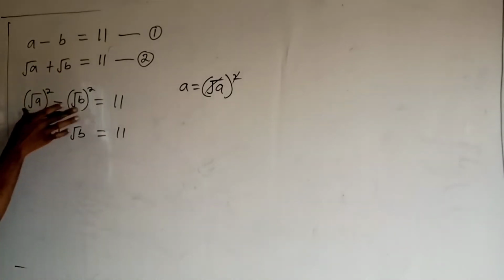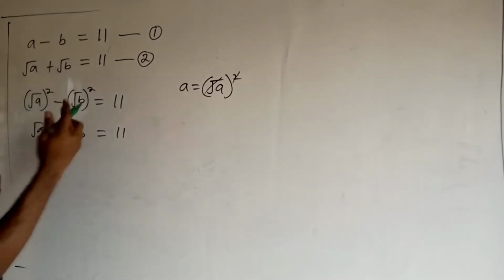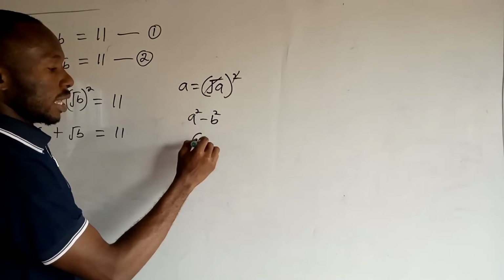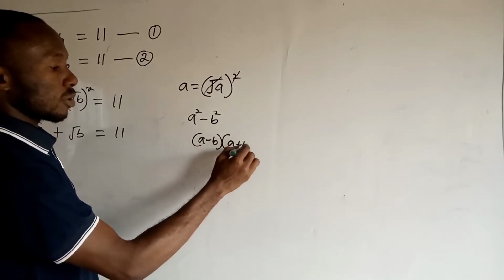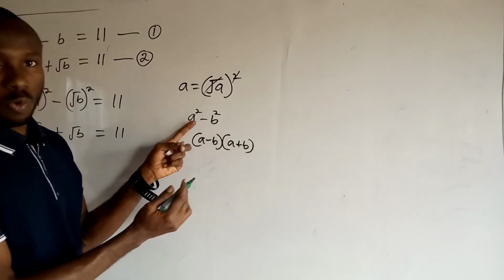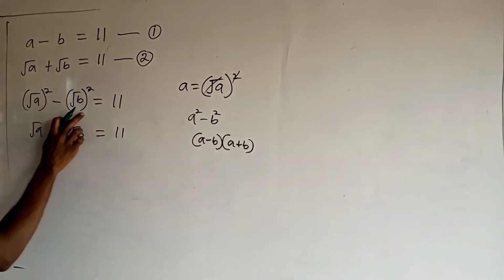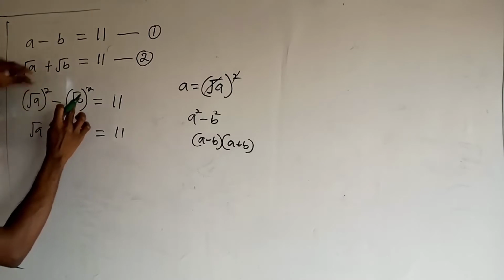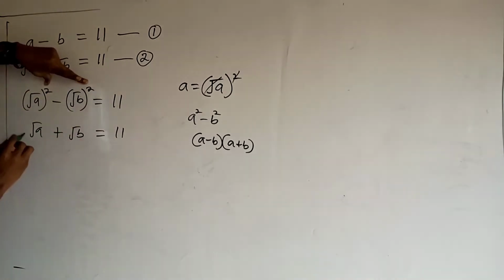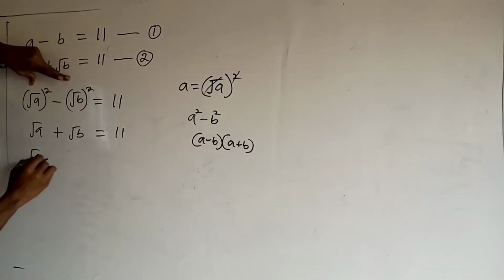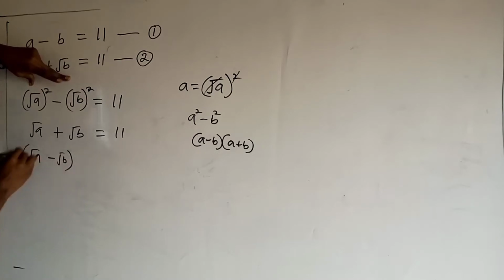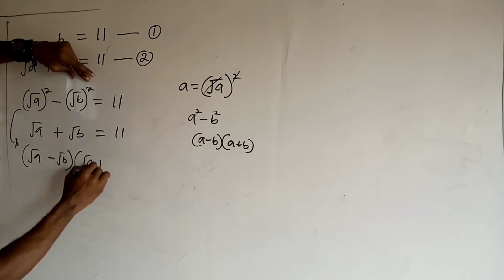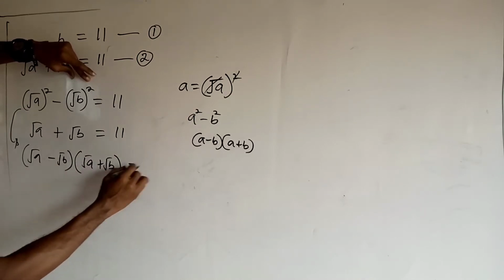At this point, you recall the difference of two squares, that says A squared minus B squared is going to become A minus B times A plus B. So let us apply it right here and see what the result will be like. This is like my A and this is like my B. Then I'll write them without the square. So I have square root of A minus square root of B, times square root of A plus square root of B, equal to 11.